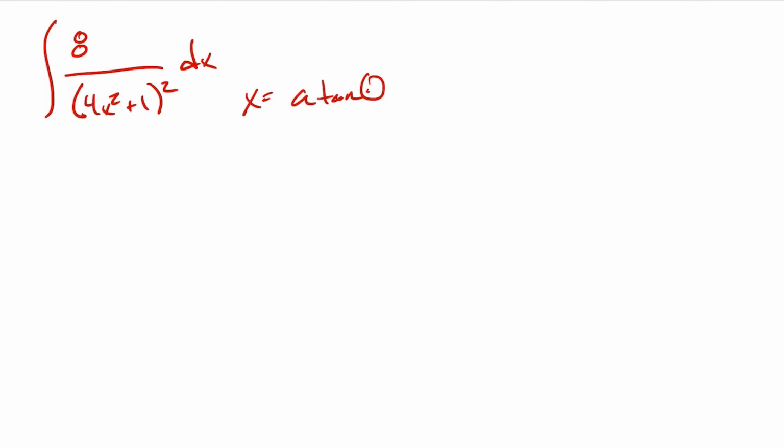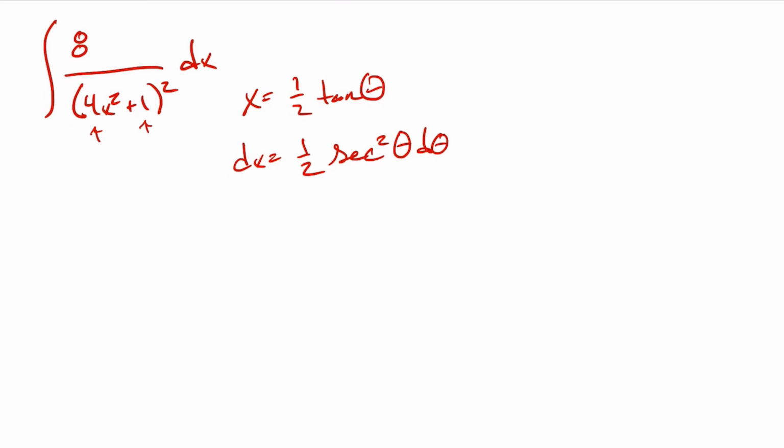x equals a tan theta. And we want to choose a such that a squared times that 4 becomes equal to that number, which in this case is 1. And so, in other words, we need a such that 4a squared is equal to 1. So a equals 1/2. We're going to substitute x equals 1/2 tan theta, so dx is equal to 1/2 secant squared theta d theta.